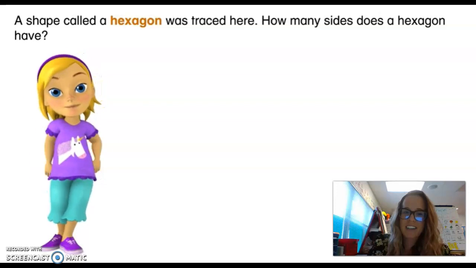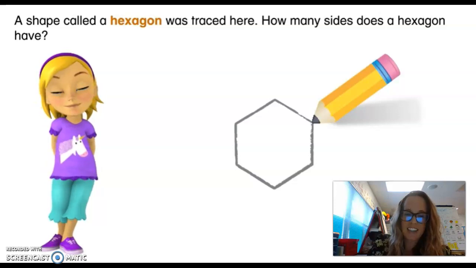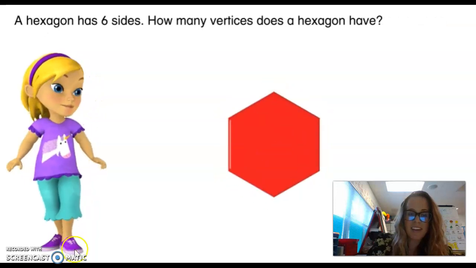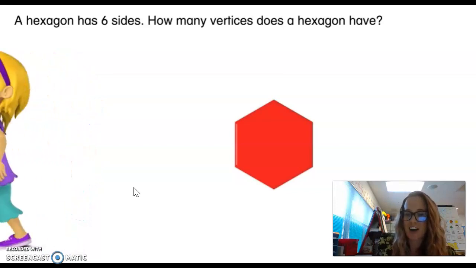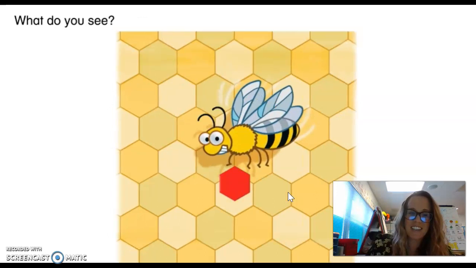A shape called a hexagon is being traced here. How many sides does a hexagon have? Let's look. 1, 2, 3, 4, 5, 6. Let's see what the video says. A hexagon has 6 sides. How many vertices does a hexagon have? Remember, the vertices are the corners. A hexagon has 6 vertices.